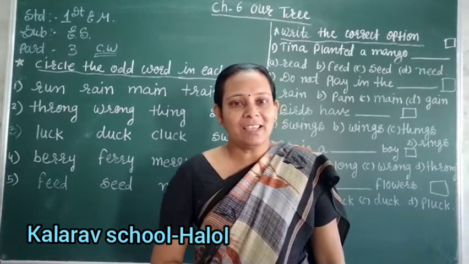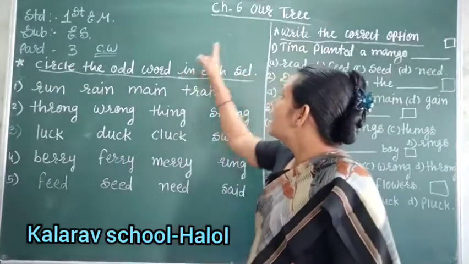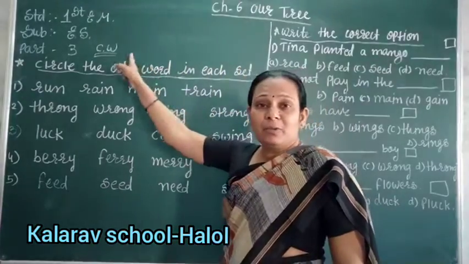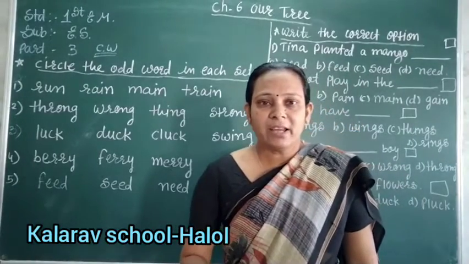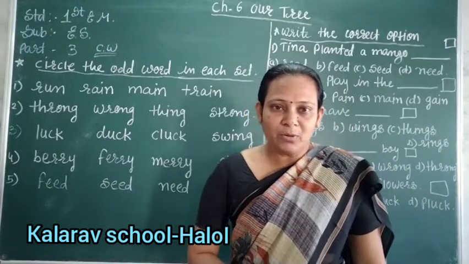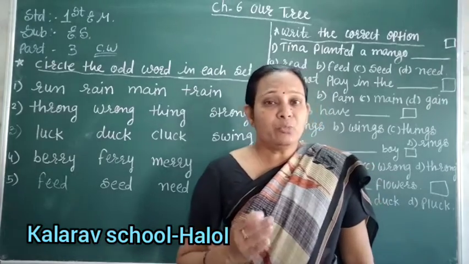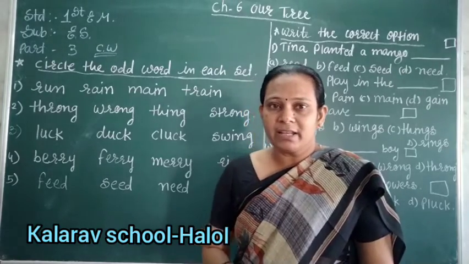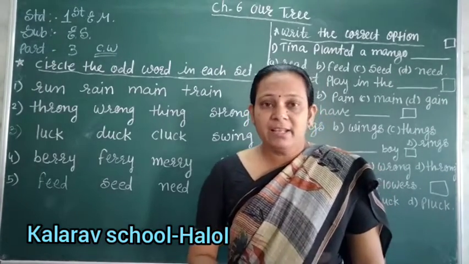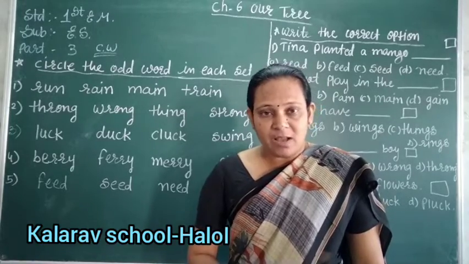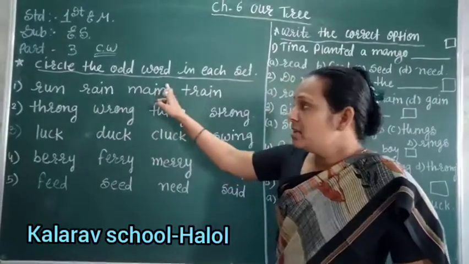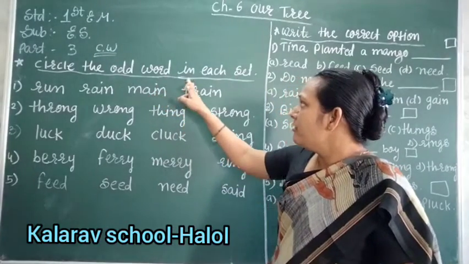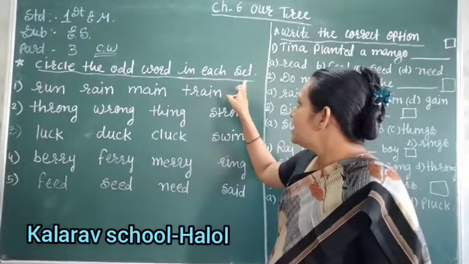Okay, now we see our chapter number 6, CW. Firstly, open CW fast. Hurry up. Open CW and open a new page. You have already written hard words, right? Choose the correct word. Now, next page, new page, you have to write: circle the word, one in each set.